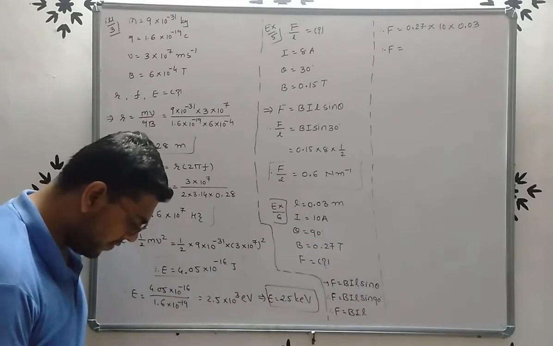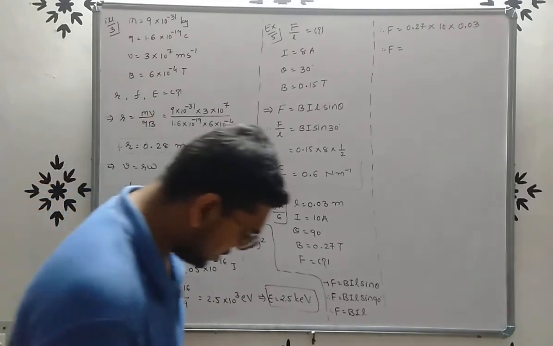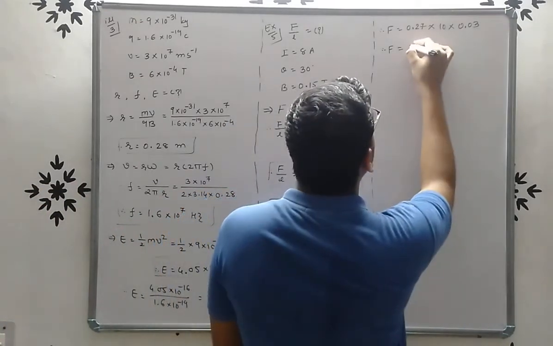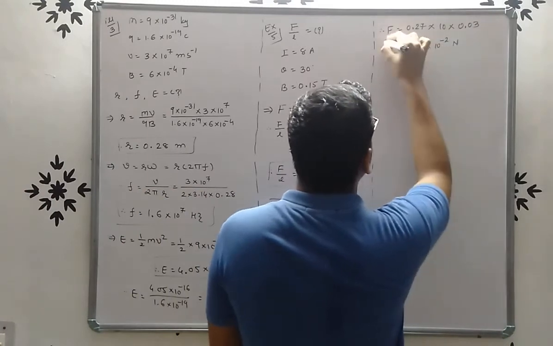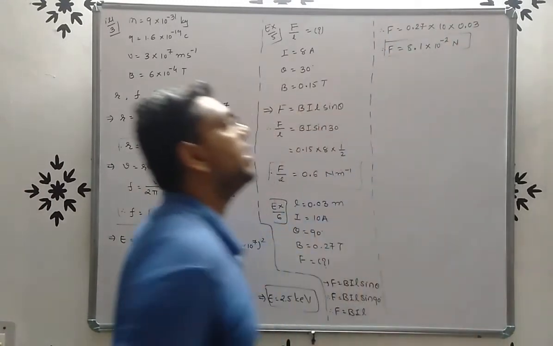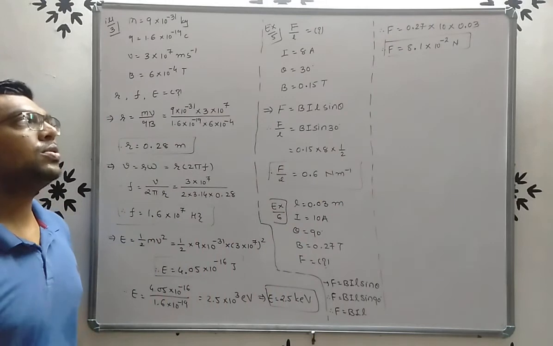The answer: 8.1 × 10^-2. The value of force is 8.1 × 10^-2 Newton.